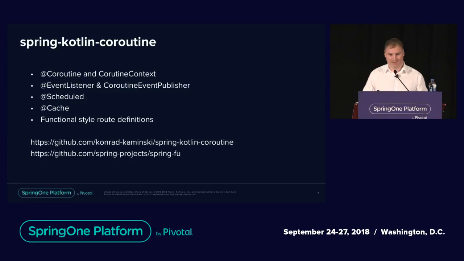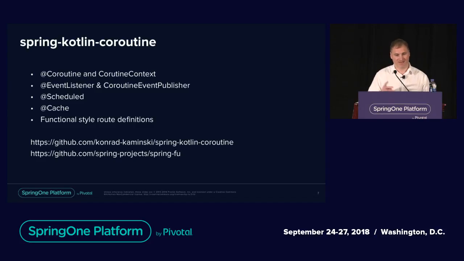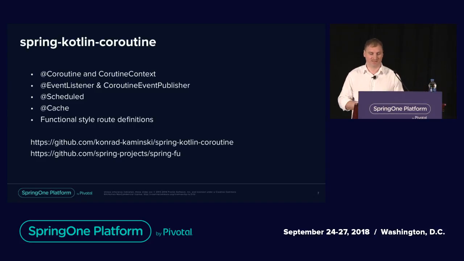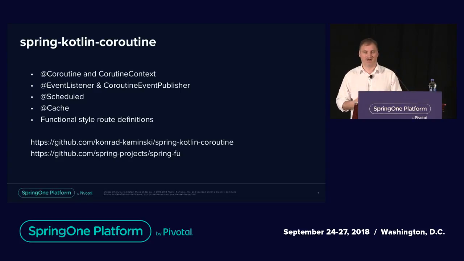Just a few things more. There are more features in the library which I haven't shown you because there's no time really. But there is support for things like scheduled jobs, caching, a couple of other things. So if you want to know more, go have a look at this GitHub repository. You'll find source code, some documentation there. So go have a look. Also, there's the Spring-Foo library, which is done by Sebastian Deleuze, and he's ported some of the things from this library to Spring-Foo so that you can use coroutines there as well.